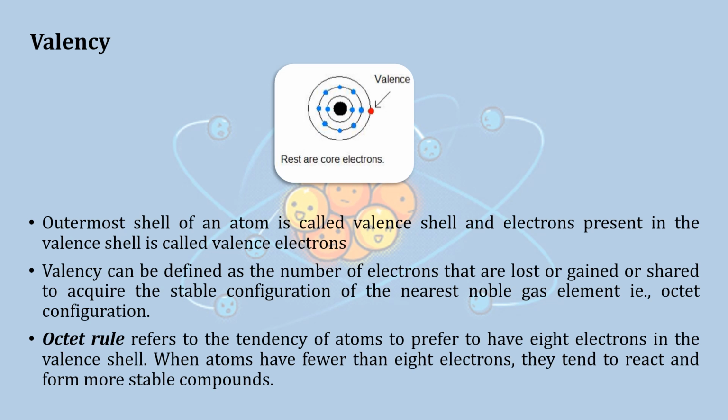Now, what is octet rule? Octet rule refers to the tendency of atoms to prefer to have 8 electrons in the valence shell. When atoms have fewer than 8 electrons, they tend to react and form more stable compounds. Now, you are clear with what is valence shell and valence electrons. The outermost shell of an atom is called as valence shell, and the electrons present in the valence shell are called valence electrons.